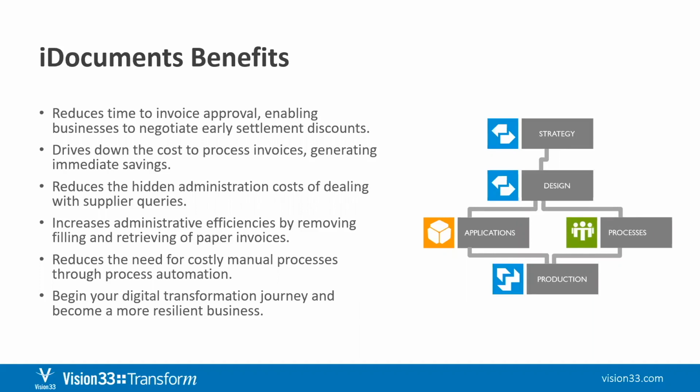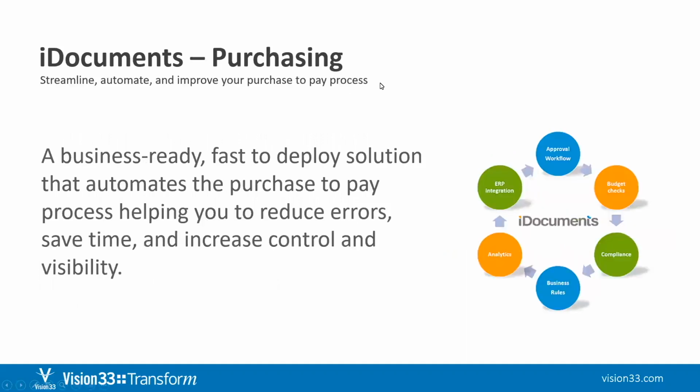It increases administrative efficiencies by removing filing and retrieving of paper invoices. No more paper. Keep the paper out of the office, put everything into the ERP system where it belongs. And it reduces the need for costly manual processes through process automation, as we'll see in Duncan's little demo in just a little bit. And you can begin your whole digital transformation journey and become far more resilient in your business by using this sort of an automation tool.